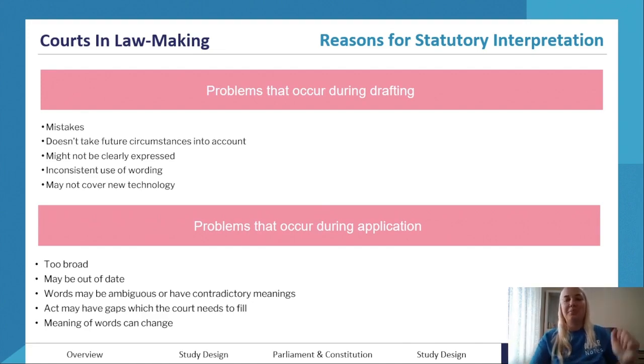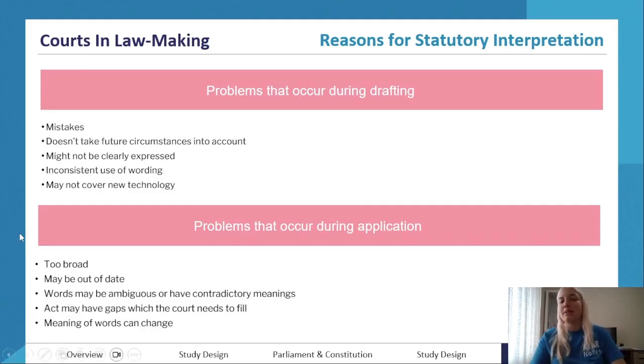So one of those reasons is problems that occur during drafting, and the other is problems that occur during application. So problems that occur during drafting are probably the most common, because think about an act, it is a very, very long piece of law. I don't know if you've ever read an act, but it can be hundreds of pages long. It goes through a rigorous process when it's being drafted, and it's very common for there to be a mistake or inadequacy or circumstances that Parliament did not think about.